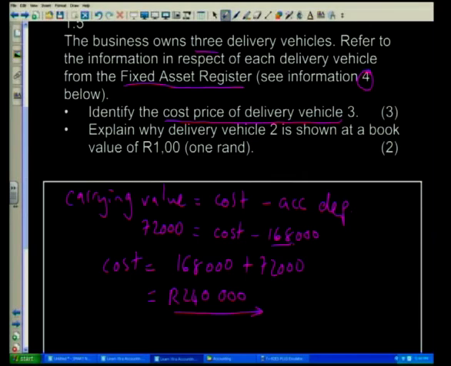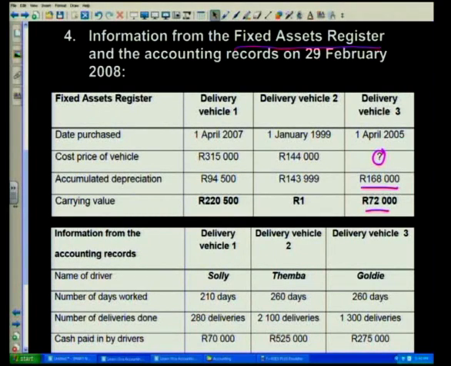The second question is somewhat different. It says that we have to explain why delivery vehicle number 2 is shown at a book value of R1. Let's have a look what they mean by that. Here it is. It says there that delivery vehicle 2 costs only R1 in our books. Why does that happen? Well, it's quite easy. Can you see that the cost price was 144,000, and up to the end of the financial year, it's depreciated by 143,999. What this means is that this vehicle is fully depreciated. We would have depreciated it every year, and we would be doing it on the fixed installment method.